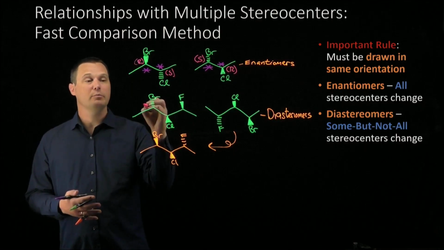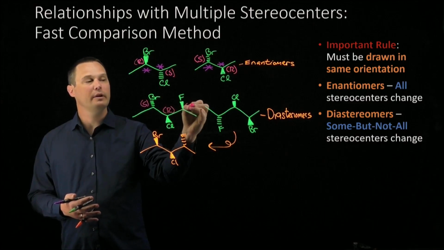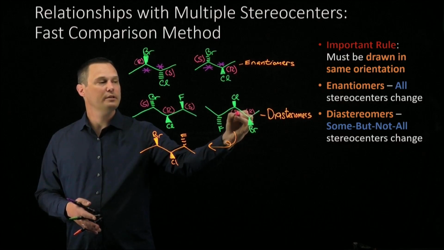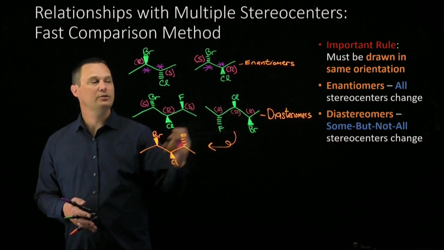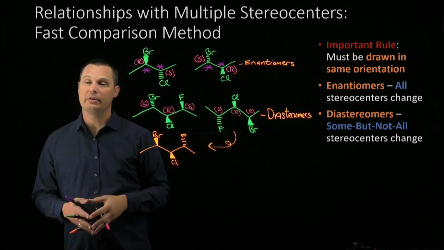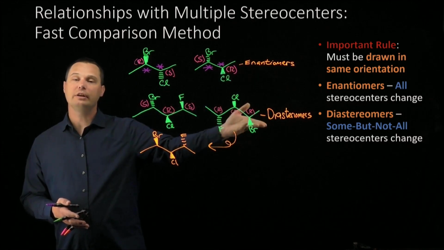Again, that's beyond the scope of this video, but this first stereocenter is S, the middle stereocenter is R, and the one with the fluorine is S. In the other molecule, the bromine stereocenter is R, the chlorine stereocenter is R, and the fluorine stereocenter is also R. And again, we can see that some but not all of the R and S stereocenters have changed their labels. All of the stereocenters change, enantiomers. Some but not all of the stereocenters change, diastereomers.